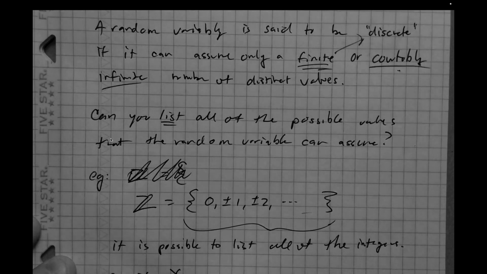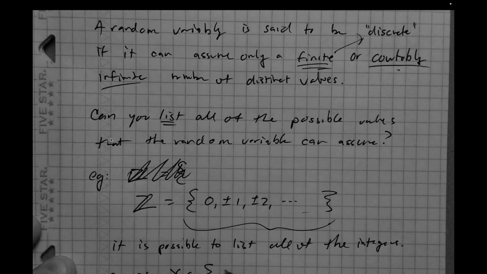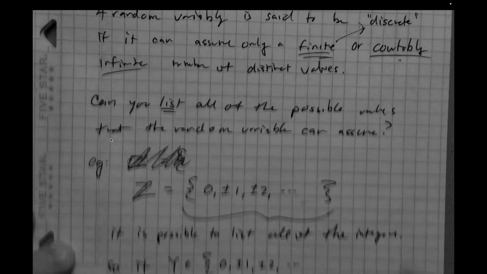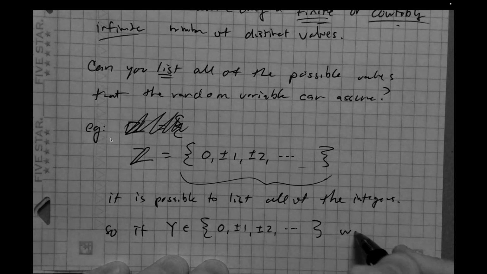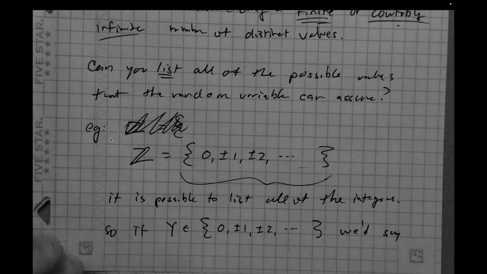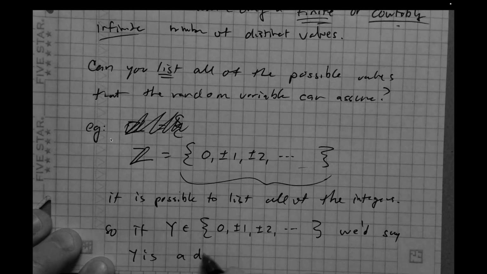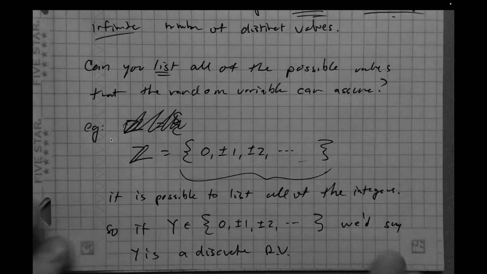So if y is any value that's in Z, we'd say y is a discrete random variable. Okay, and the same is actually true, obviously, of the natural numbers, the counting numbers. This idea of countably infinite is really based on the idea of the counting numbers. The integers are another example.